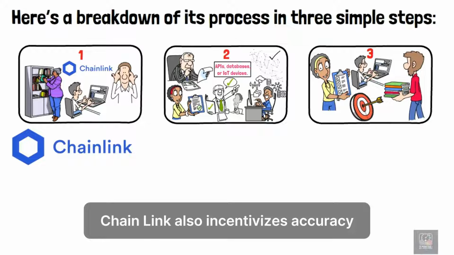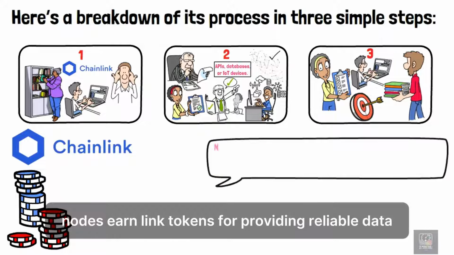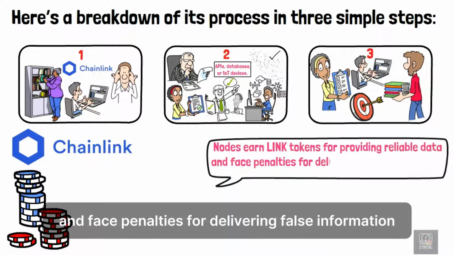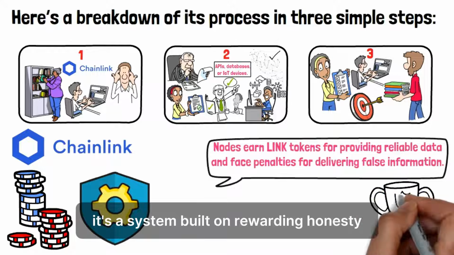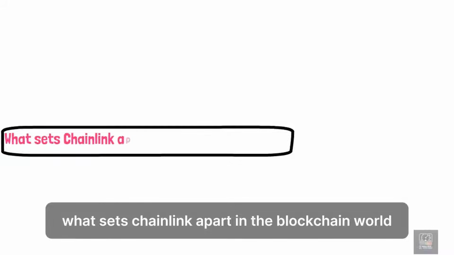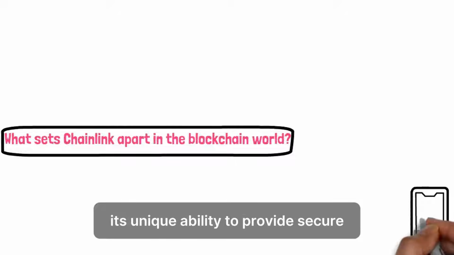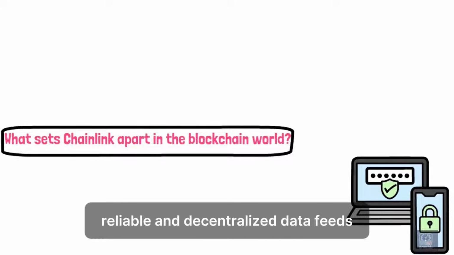Chainlink also incentivizes accuracy through its token-based system. Nodes earn LINK tokens for providing reliable data and face penalties for delivering false information. It's a system built on rewarding honesty and punishing deceit, ensuring high-quality data. What sets Chainlink apart in the blockchain world? Its unique ability to provide secure, reliable, and decentralized data feeds.